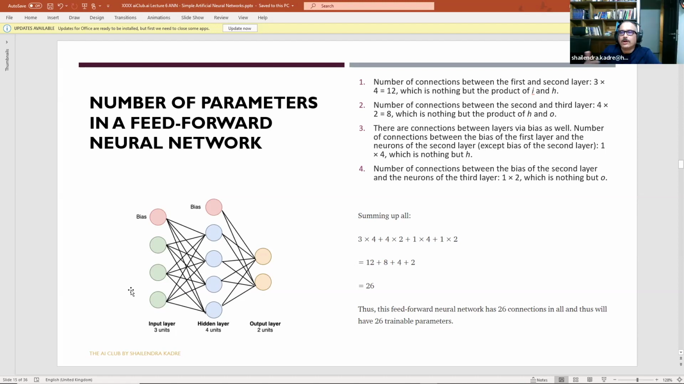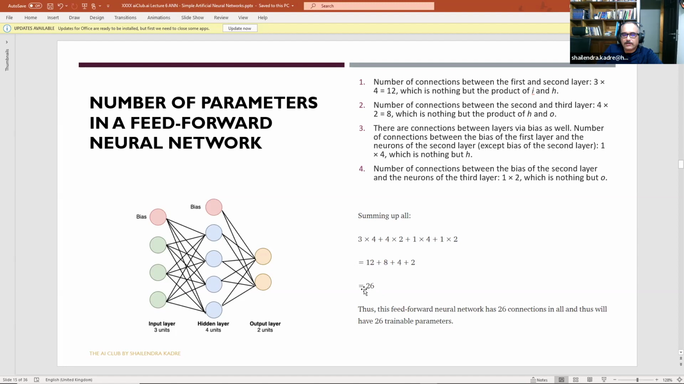So now, how many total parameters will there be in this neural network? 6 biases plus 12 weights in the first layer and 8 weights in the second. So in total, the addition of all these: 12 plus 8 is 20, plus 6 is 26. So you got the answer 26 here, right?